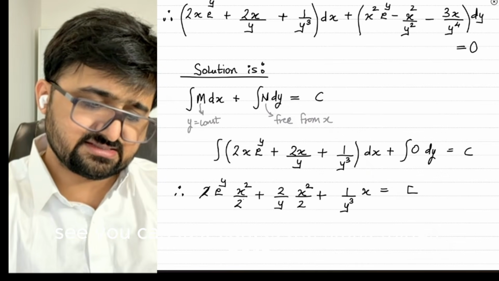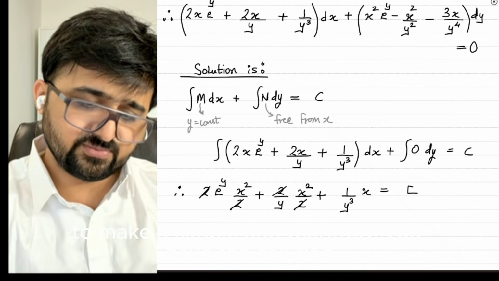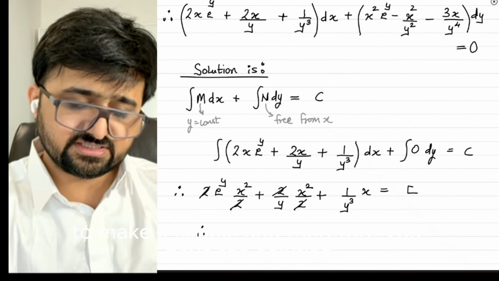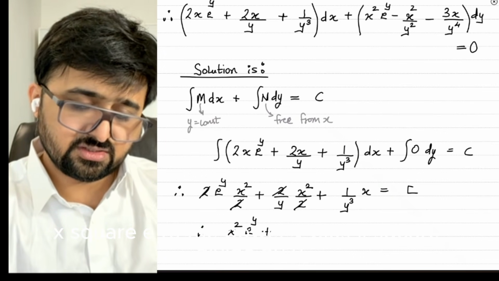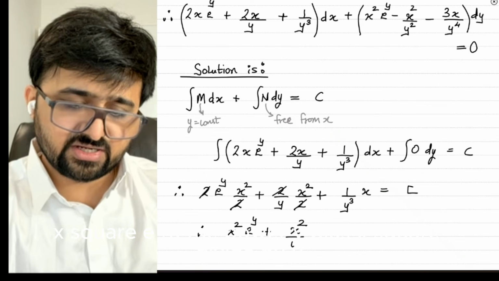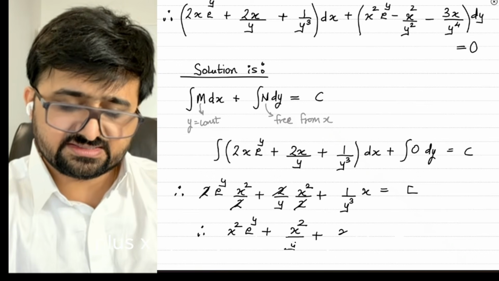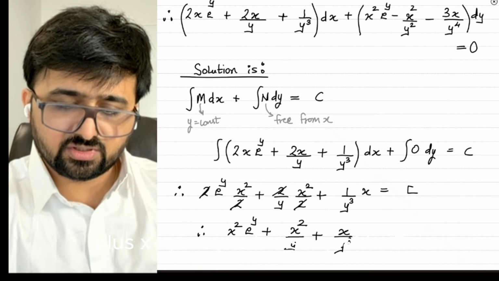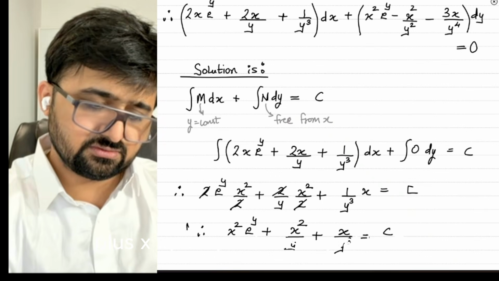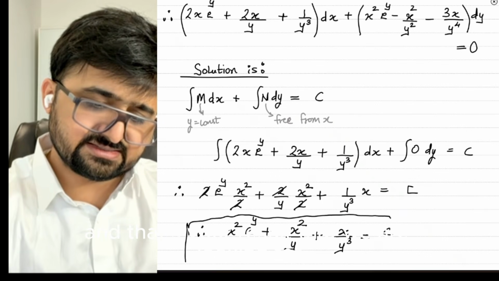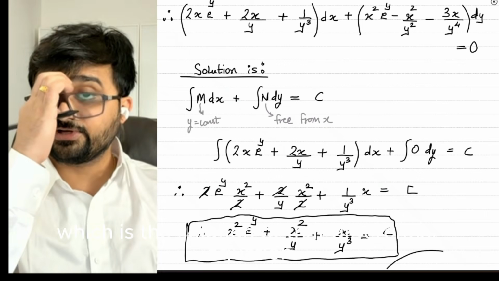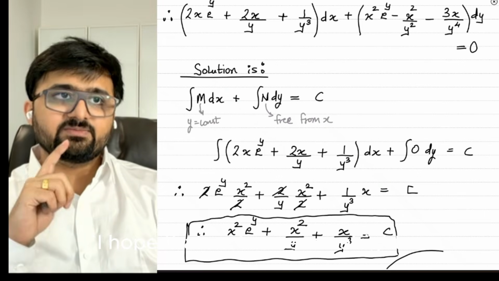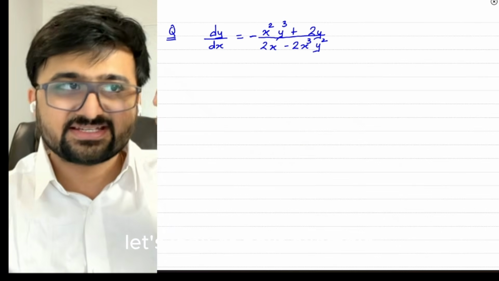You can just cancel the small things here to make it simple, and therefore you have the solution: x square e to the power y plus x square divided by y plus x upon y cube is equal to c. And that's the result that we are looking for, which is the solution of that differential equation. I hope that makes sense. All right, let's look at the next example.